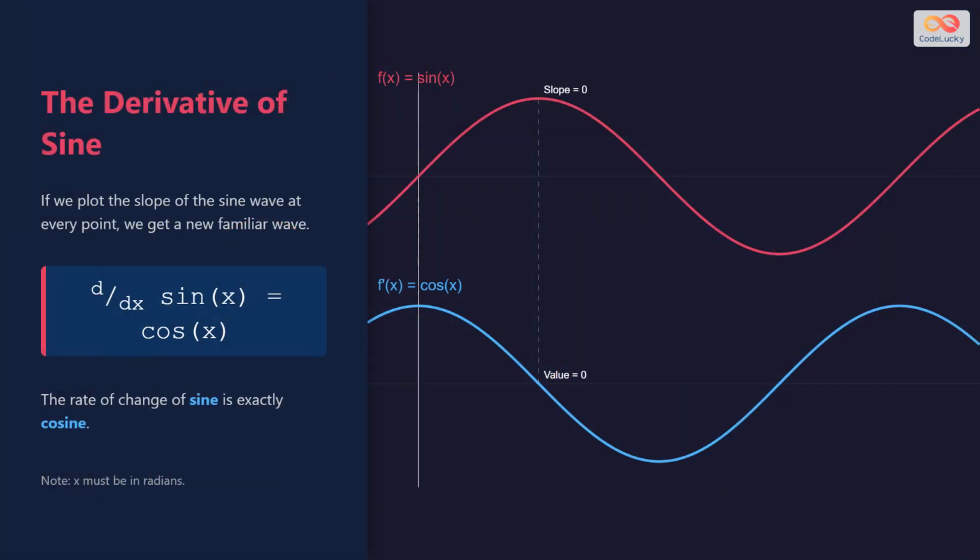If we plot the slope values of the sine wave, we get a new curve. Surprisingly, this new curve is exactly the cosine function. So, the derivative of sine of x is simply cosine of x.